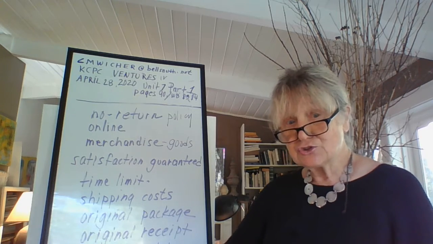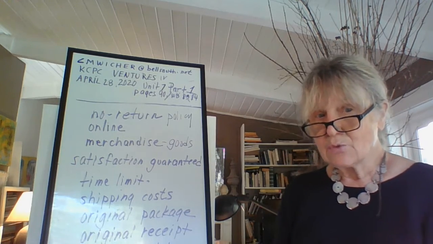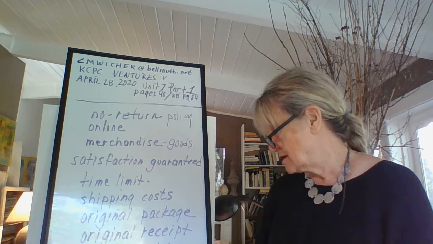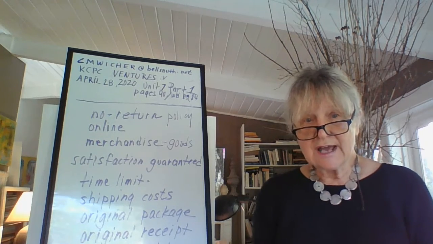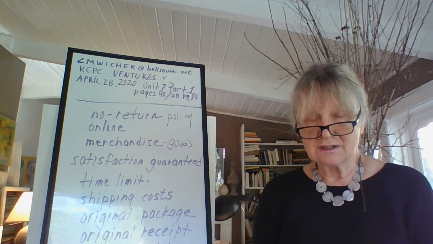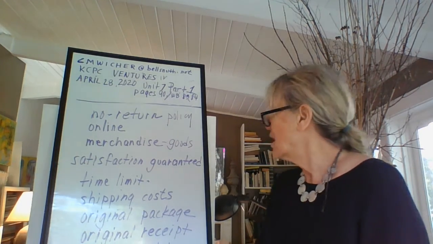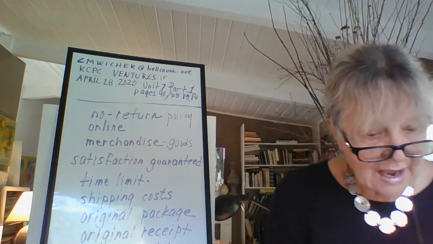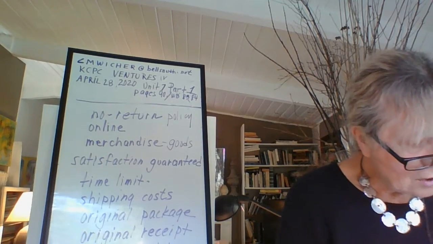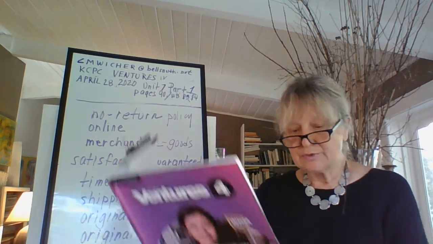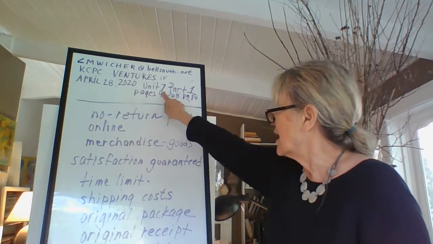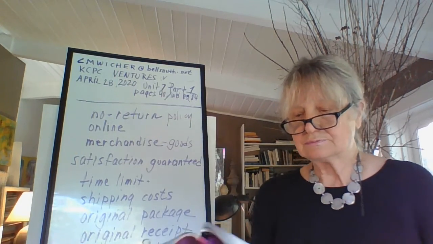The next, store credit. What is it? Store credit. And the last one, cash refund. What is it? Cash refund. Okay, so that is the vocabulary for the story that we're going to read in the student book, page 90.